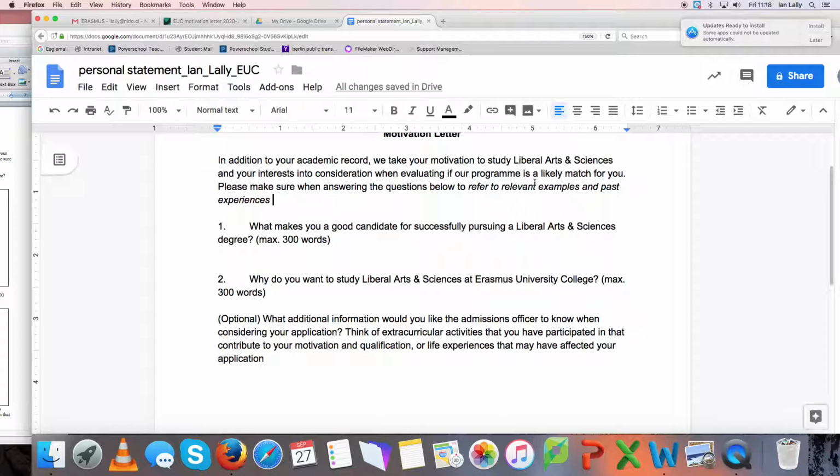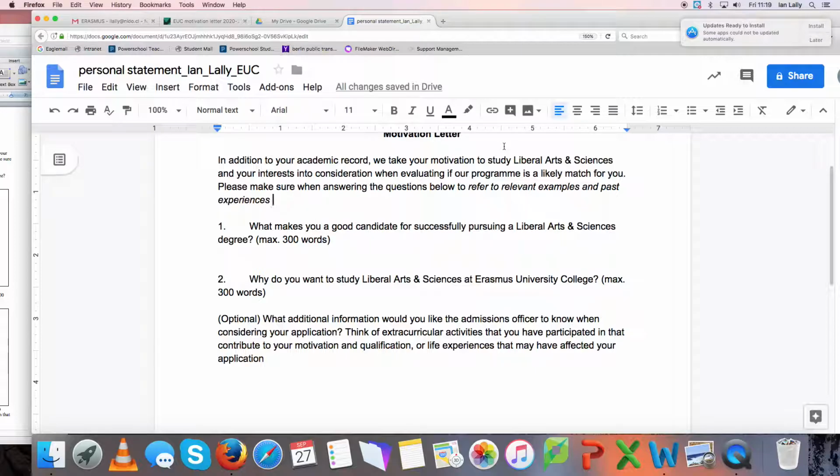So a good example is, let's take a student who's trying to go to EUC, Erasmus University College, for business, because they have a business program. Well, that's fine. You're going to write a little bit about business in here, but you have to write about why you also want to take a class in philosophy, take a class in psychology, take a class in science.